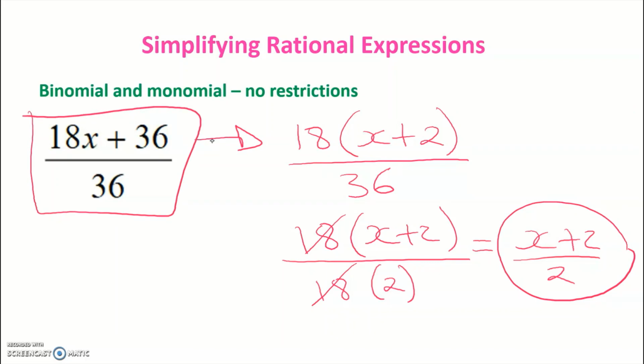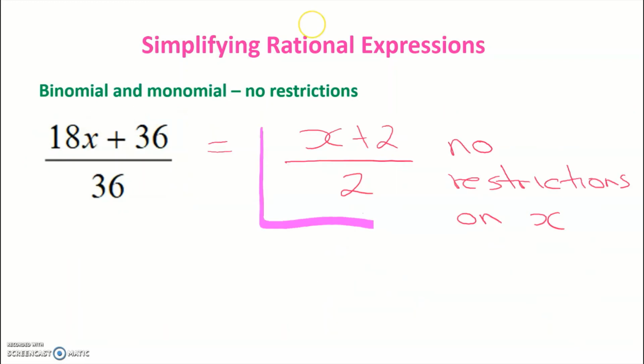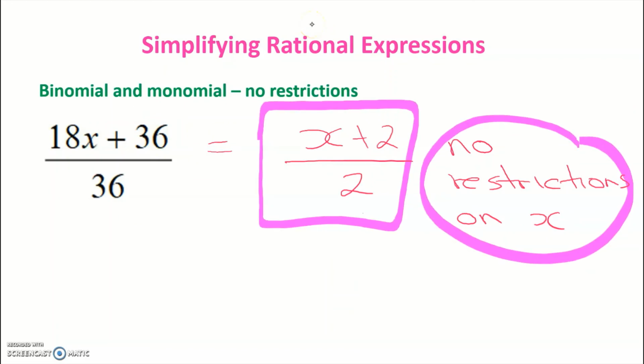There are no restrictions here again because there are no variables in this denominator. So the 2 will always be 2, and we can always divide by 2 no matter what our x value is. The answer is x plus 2 on 2. You do not need to state this, however it may ask you, so you can tell that there are no restrictions simply because there's no variable in the denominator.